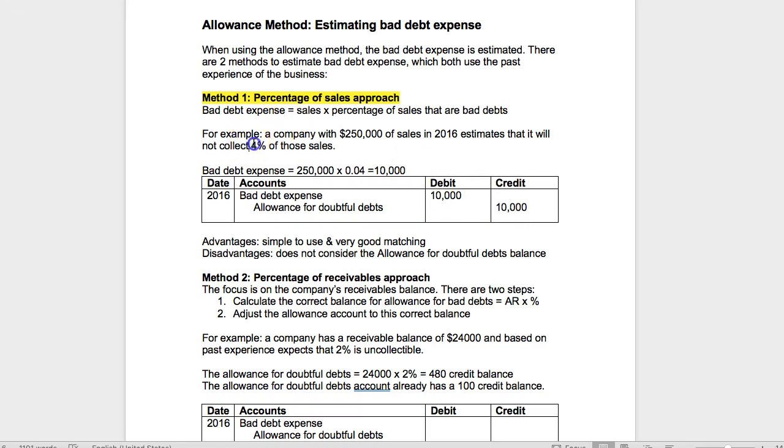Where does this 4% come from? You take a look at what has happened in the past for your business and you estimate this percentage based on your past experience. So advantages, simple, it's good at matching the expense to the revenue. The disadvantage, it doesn't consider the allowance for doubtful debts.